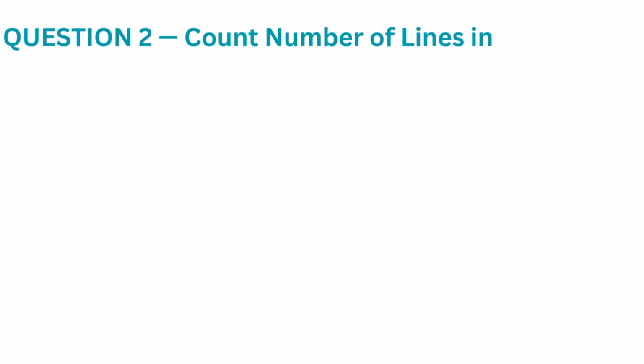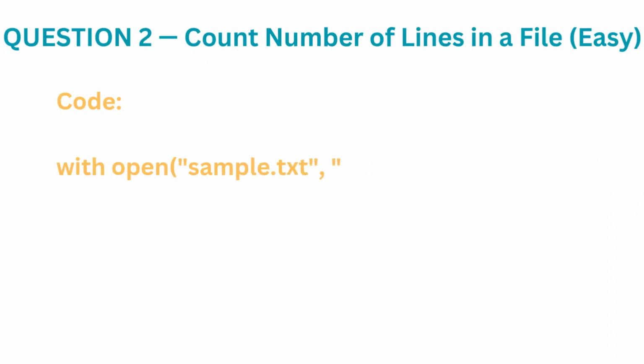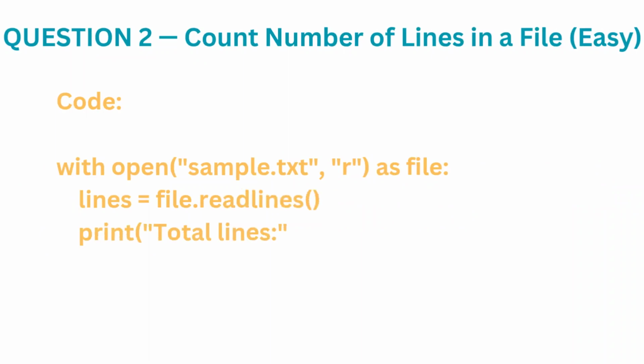And the next question is count number of lines in a file. For counting the number of lines in a file, we have to use the with statement that automatically closes the file and the readlines function that returns a list of each line. So the code will be with open sample.txt r as file and lines equal to file.readlines, that returns the list of each line, and print total lines and length of lines.